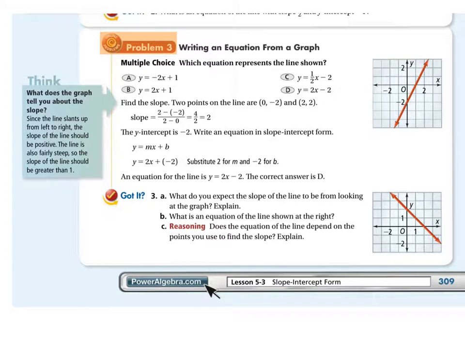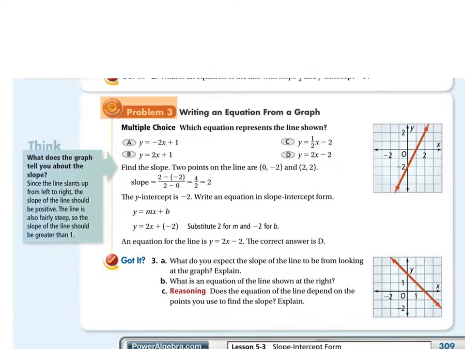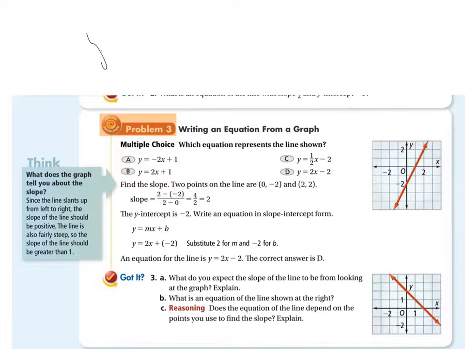So the other day we were talking about slope-intercept form. Slope-intercept form, y equals mx plus b. So if we have an equation solved for y, then the coefficient of x, the number next to the x, is the slope of the line. And then the plus b, that's our y-intercept.